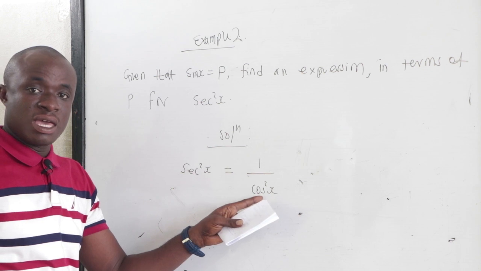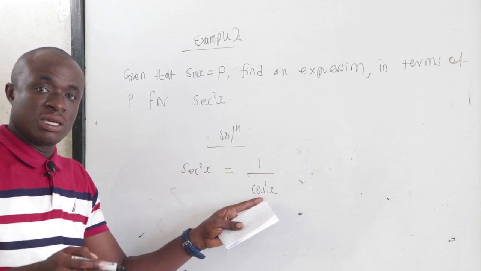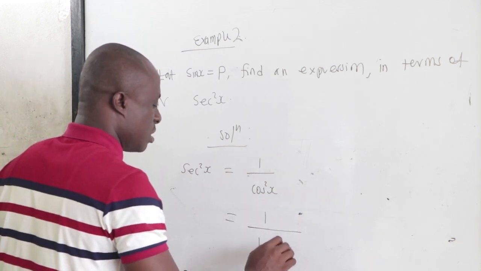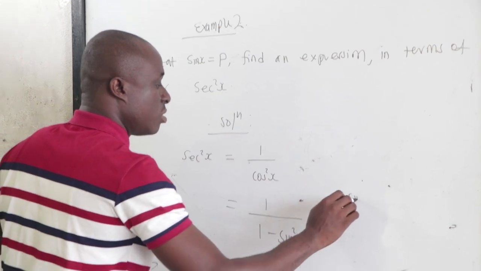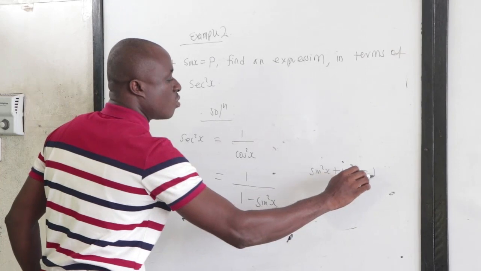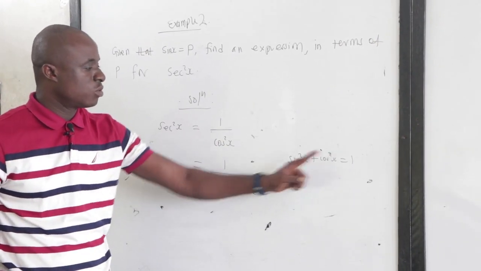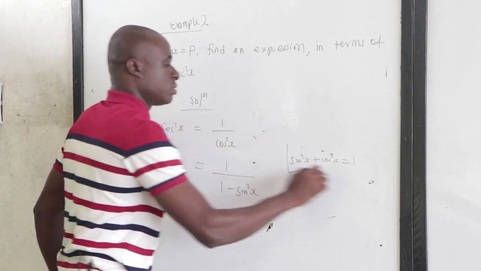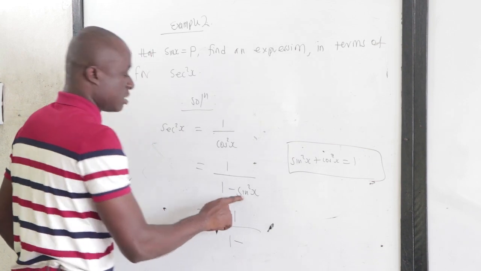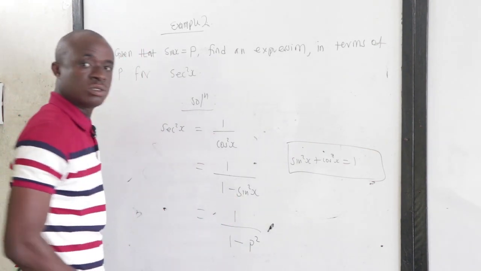sine x. Now, cos square x is the same as what? It's 1 minus sine square x. Well, we know sine square x plus cos square x equal to 1. So from here, if we want cos square x, it will just be what? 1 minus sine square x. So we have 1 over 1 minus sine square x. Now what is sine x? We're given sine x to be p. So that will be 1 minus p squared.